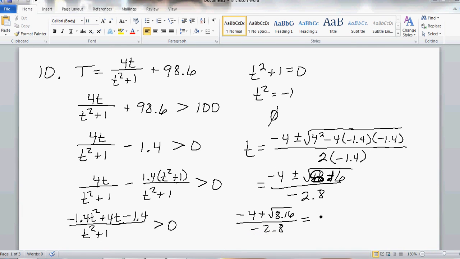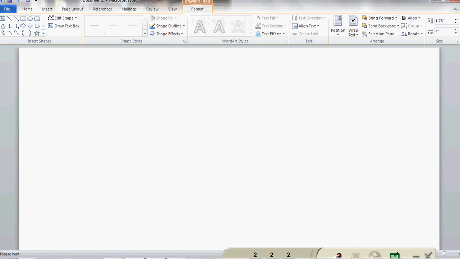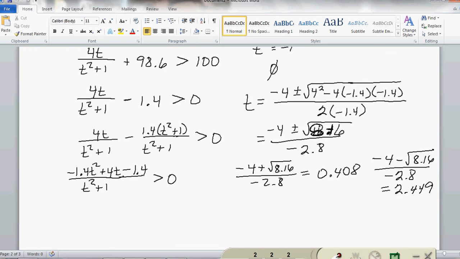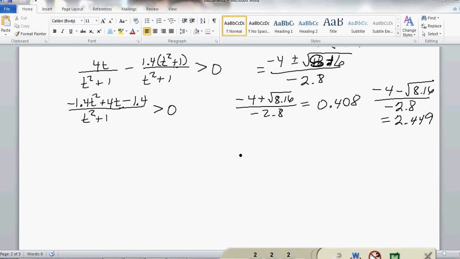And that equals 0.408. And the other one is negative 4 minus the square root of 8.16 over negative 2.8. And that is 2.449. And so that basically tells us where it's going to be greater than. It's going to be greater than from 0.408 up until 2.449.